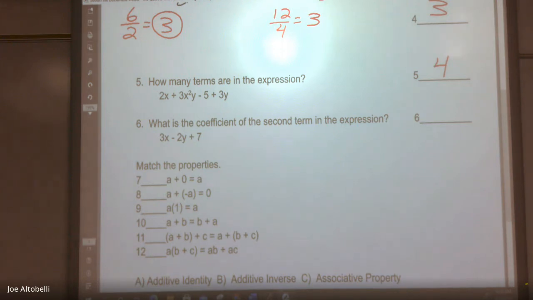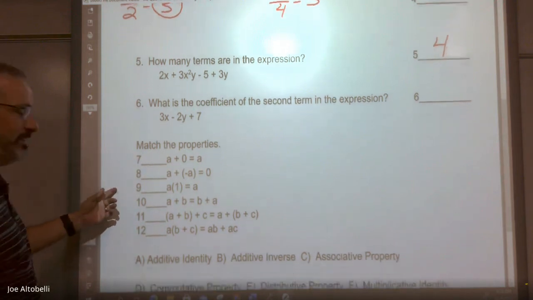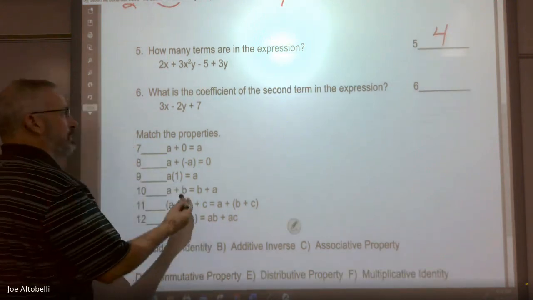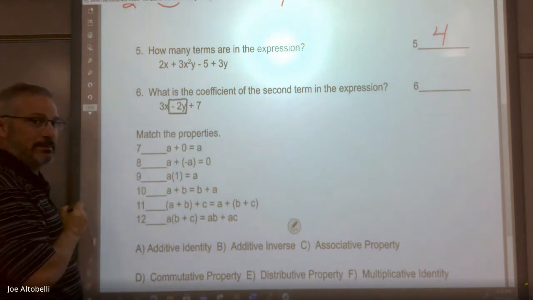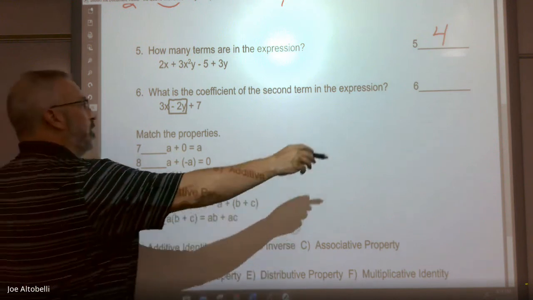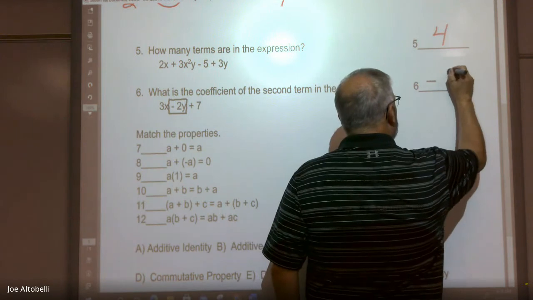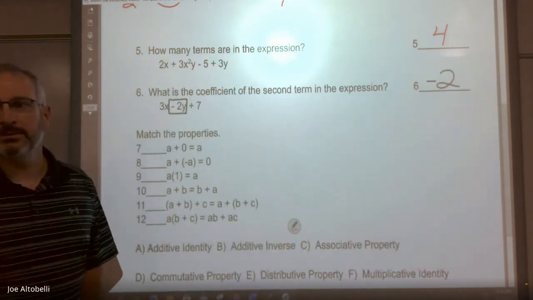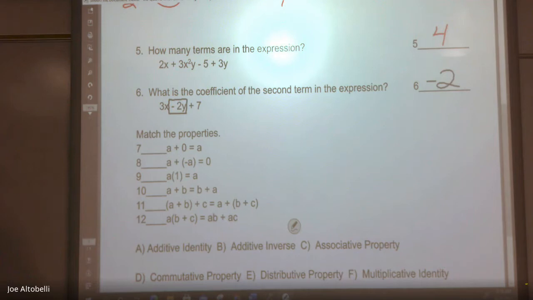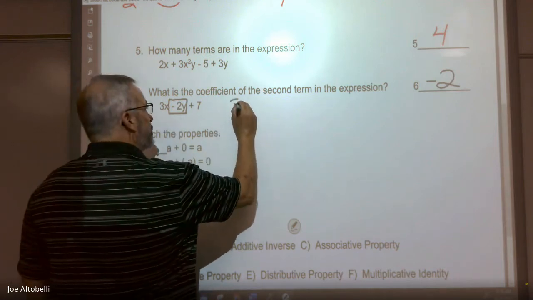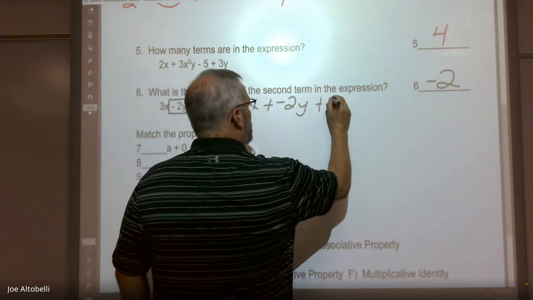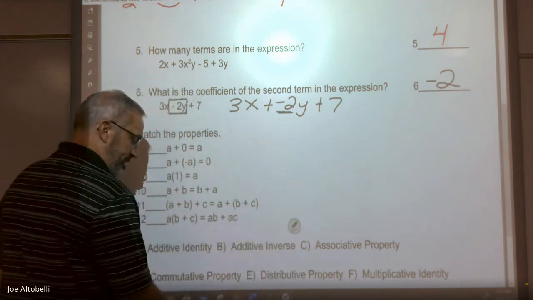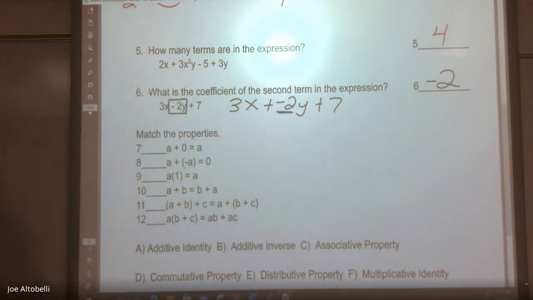All righty. I am seeing some wrong answers here. Remember, this is a minus 2y. So the coefficient is negative 2. Remember when we did this, I said rewrite it so it looks like this, and then you will see that it is a negative 2. The coefficient is the number in front.